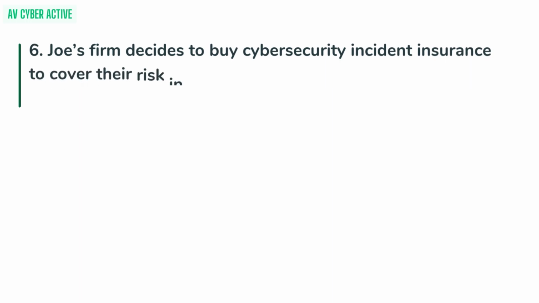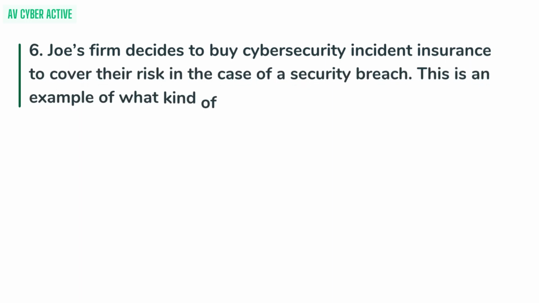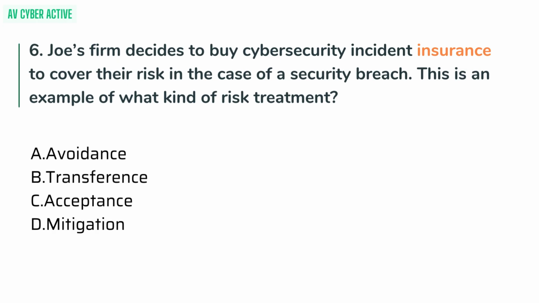6. Joe's firm decides to buy cybersecurity incident insurance to cover their risk in the case of a security breach. This is an example of what kind of risk treatment? A. Avoidance. B. Transference. C. Acceptance. D. Mitigation. B is correct.